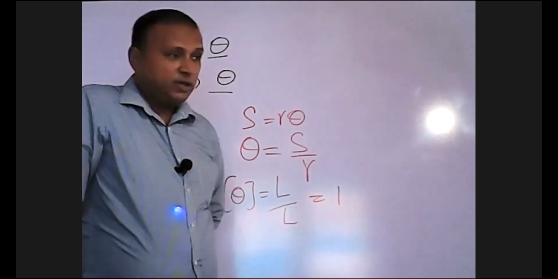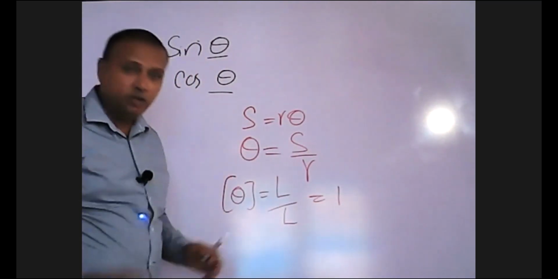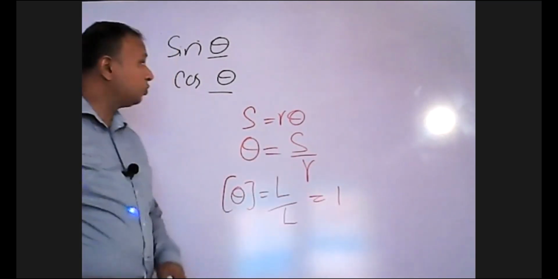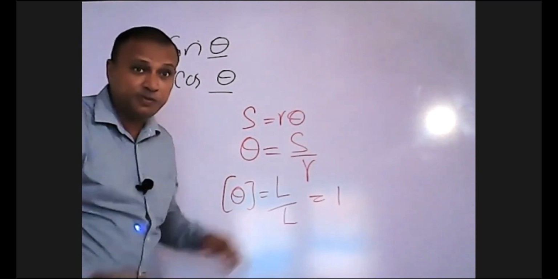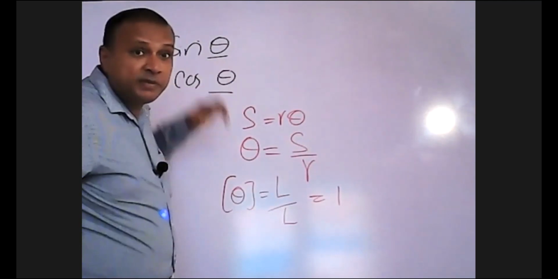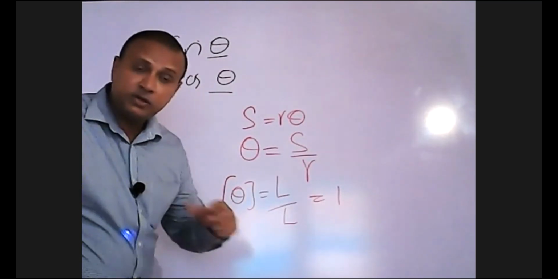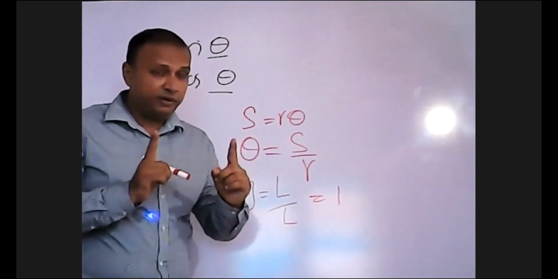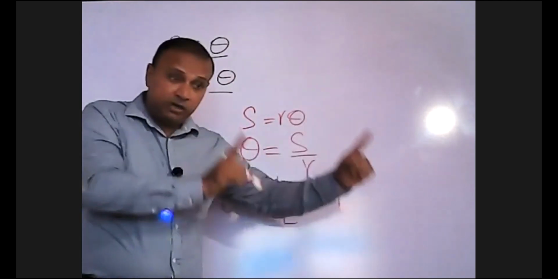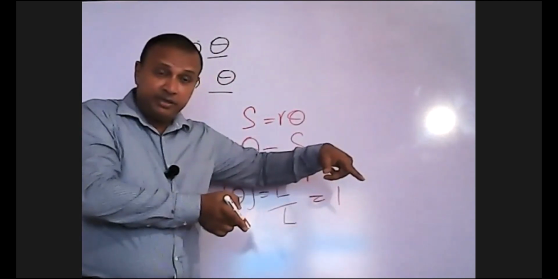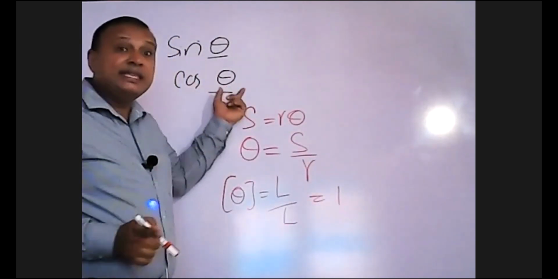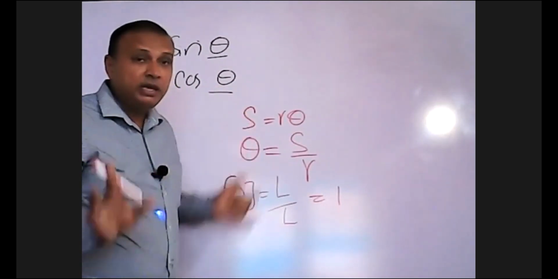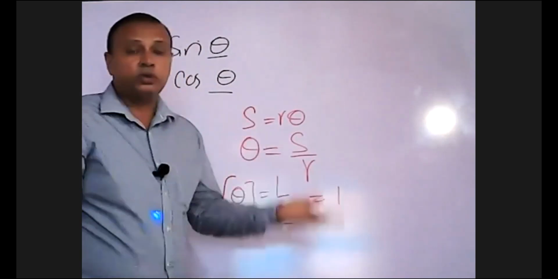Therefore, we can use the same argument as in logarithm functions. Any expression within a trigonometric function does not have a dimension. But there is a difference. In a logarithm function, there was a number. But in a trigonometric function, there is an angle. So two different physical quantities are there. But both do not have dimension.